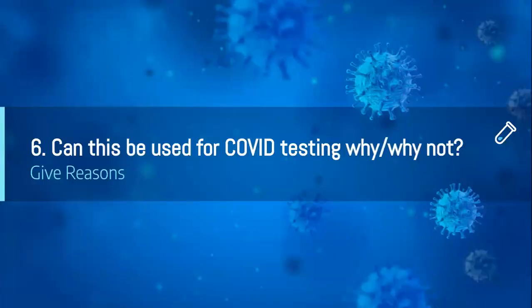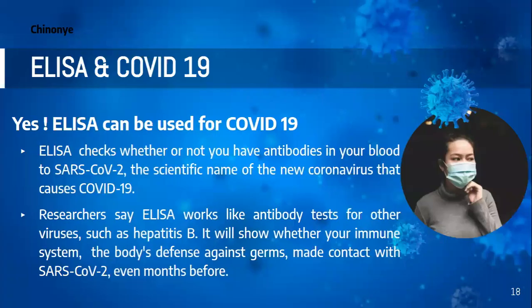Can this be used for COVID-19 testing? Why? Coronavirus that causes COVID-19. Researchers say that ELISA works like antibody tests for other viruses such as hepatitis B, and will show whether your immune system, the antibodies defense against germs, made contact with SARS-CoV-2 even months before.